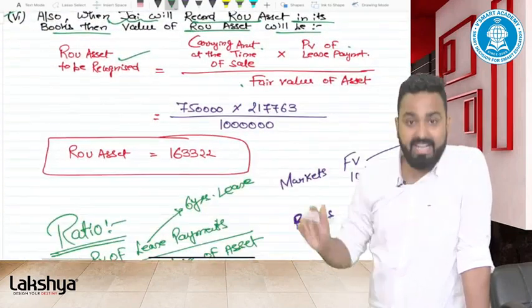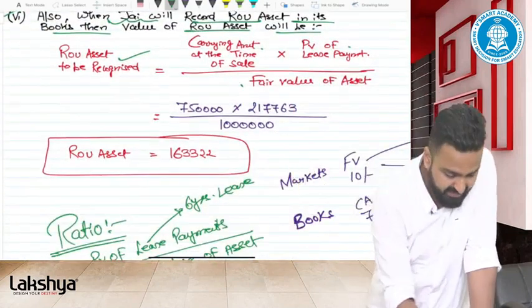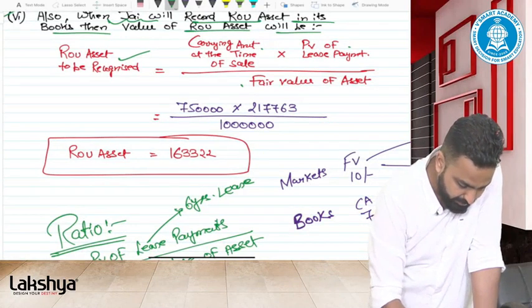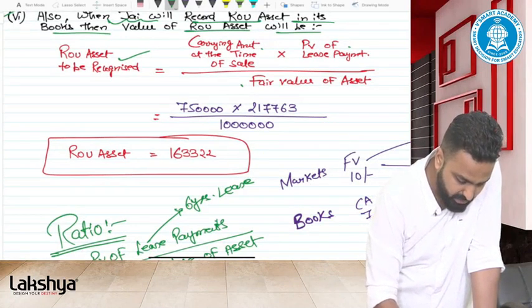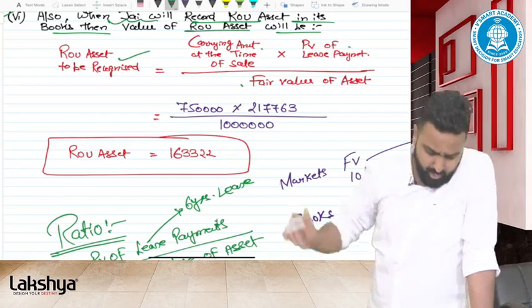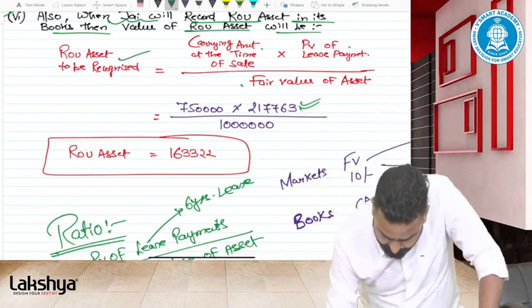Oh, it is not 189. Sorry, it's not 189. I calculated for 5 years, I think. Once again, 50,000 divided by 1.1, for 1, 2, 3, 4, 5, 6 years, 217,763. Yes, it is correct.